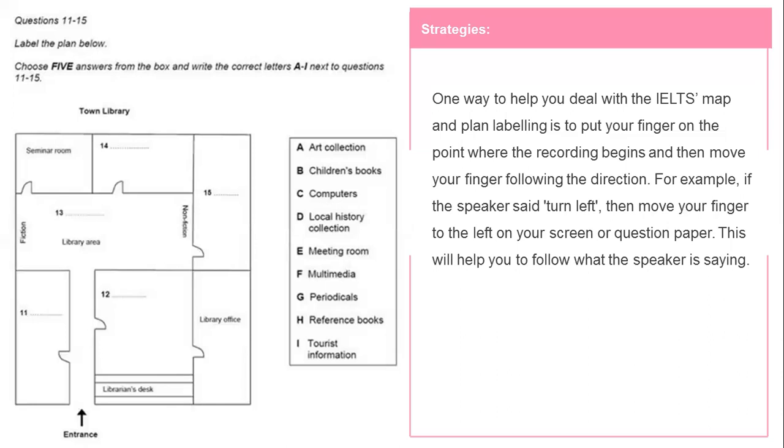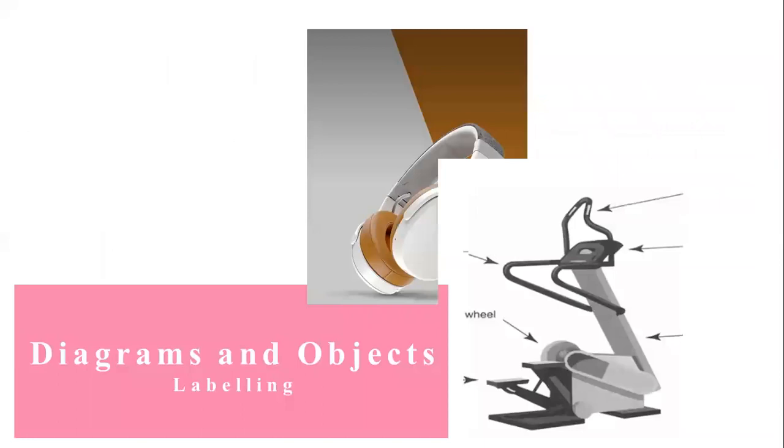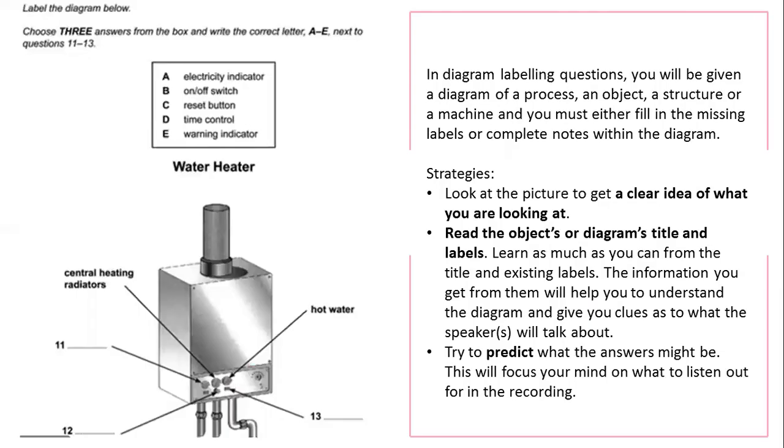Right. Okay, and then the next listening question type in IELTS is diagrams and objects labeling. Okay, so you will be given a diagram of a process, an object or a machine, a structure, and you must either fill in the missing labels or complete notes within the diagram. Then how to deal with this type of questions?